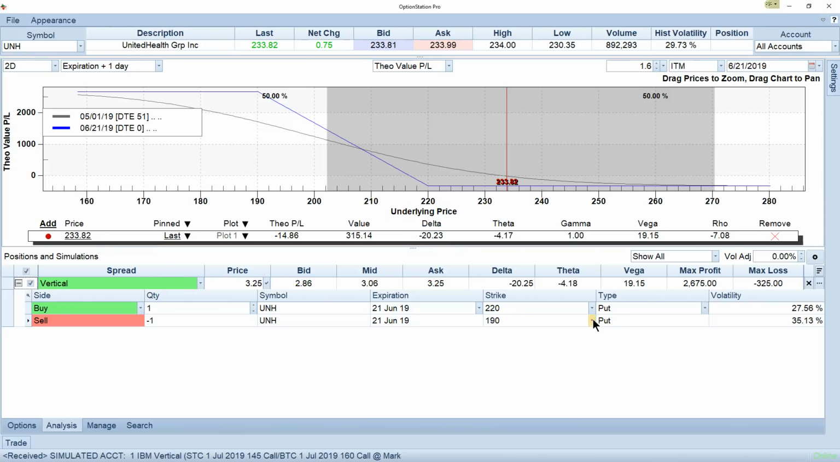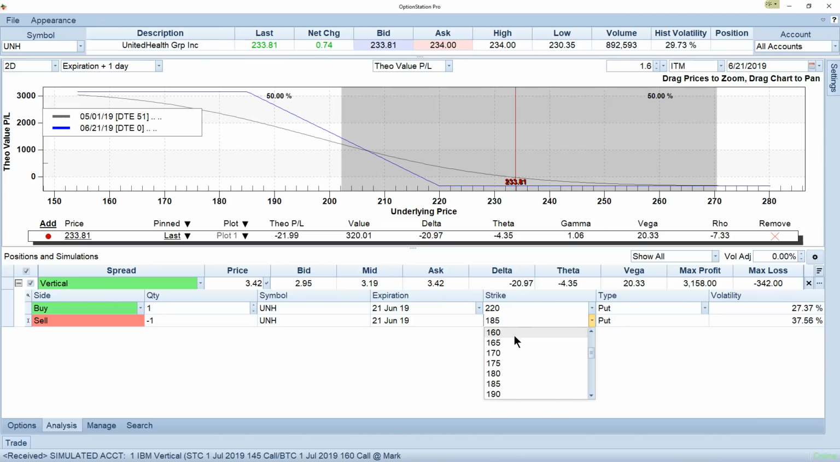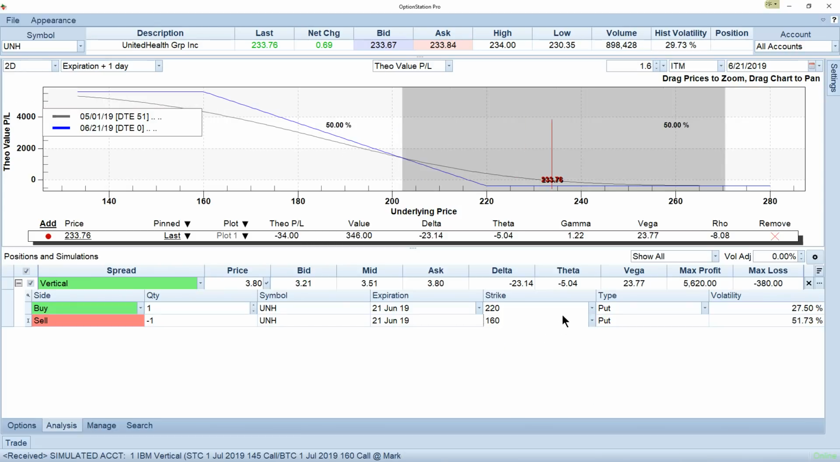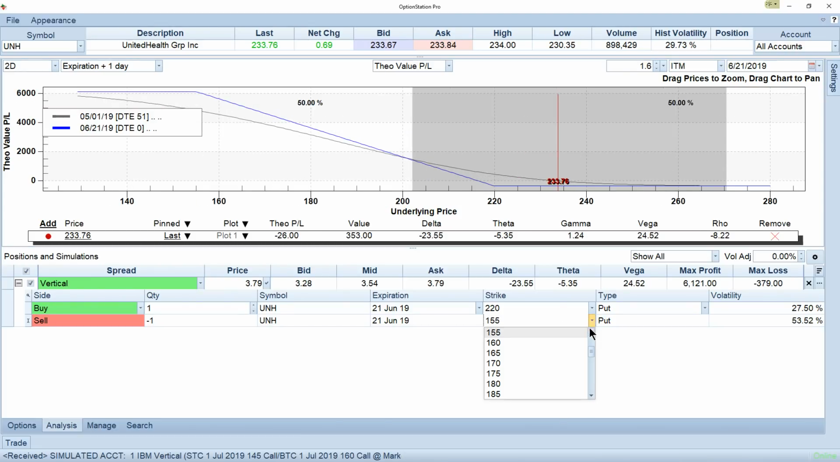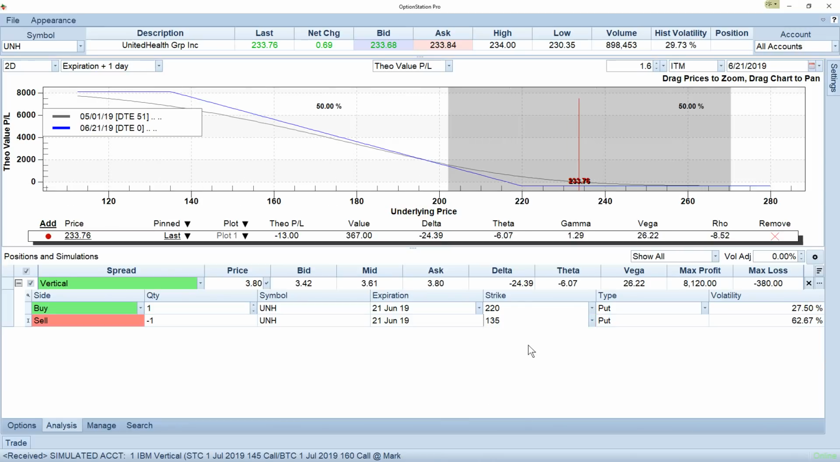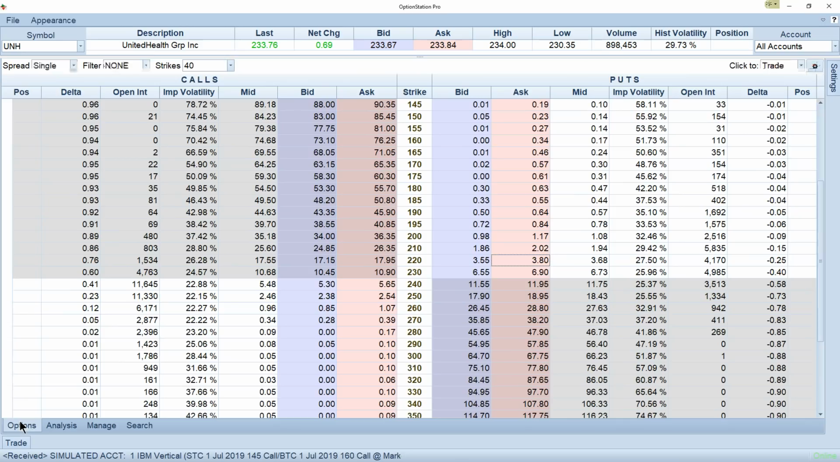Well, I need to push 190 further away to 185, to 180, to 160, to 155, to 145, to 135. I'm really not comfortable. Let me see what's happening. So when we get to, okay, yeah, that's why.